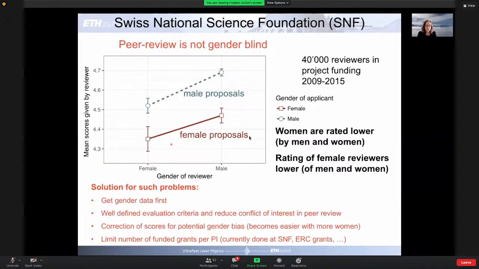A solution for such problems is that you can get the gender data first in the reviewing. You have to have well-defined evaluation criteria and reduce the conflict of interest in peer review. In the end, this becomes easier with more women proposals. You can actually make a correction of the scores for the gender bias. You can also limit the number of funded grants per PI, because that increases the acceptance rate.